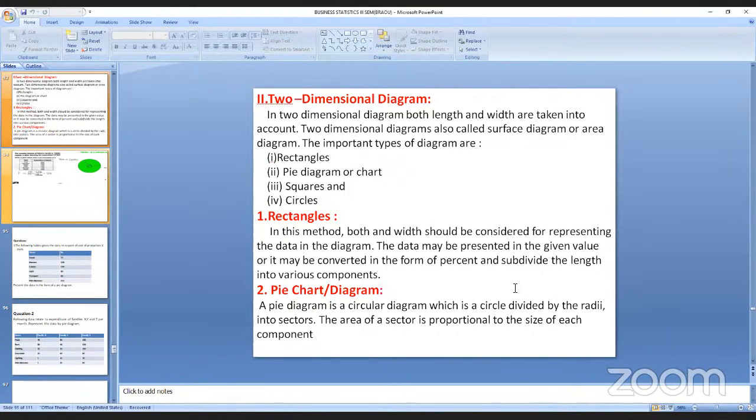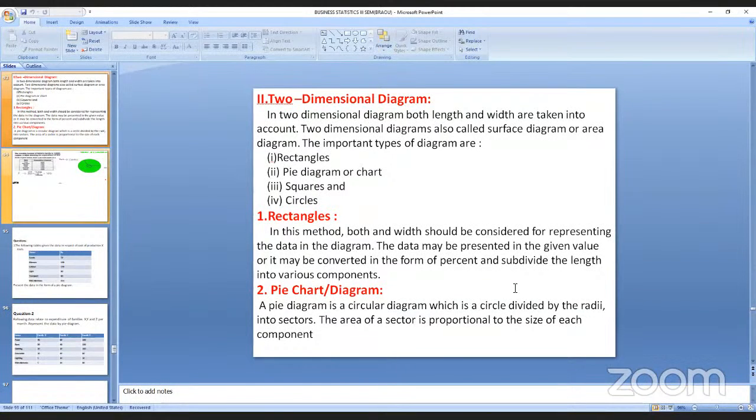Square also you know, no? Square means all sides are equal. Rectangle, if it is a rectangle, opposite sides are equal. Very good. Who is giving me the answer? Priyanka, ma'am. Very good. And next is a pie diagram. Pie diagram, you know, no? It is a circle diagram, and the circle is divided by the radii into sectors.